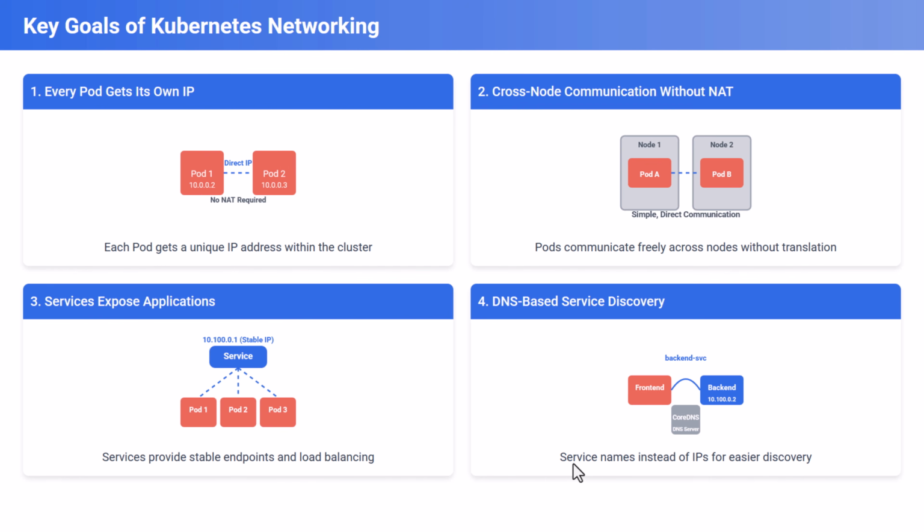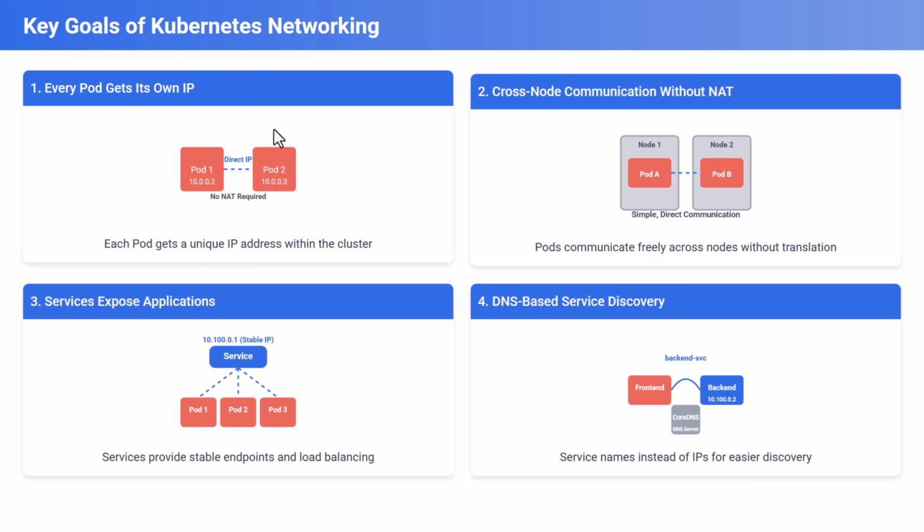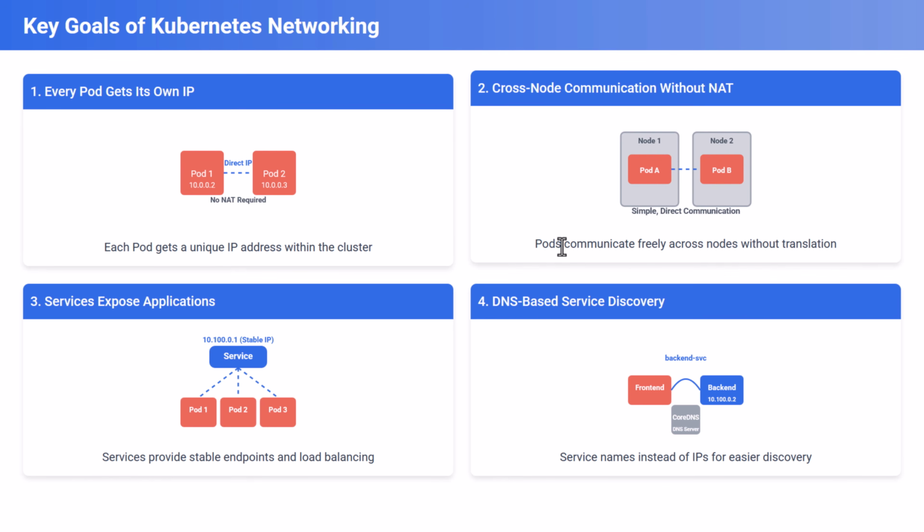Kubernetes networking is built on 4 key goals, and together they create a seamless, efficient network architecture. First, every pod gets its own IP. That means each pod can talk directly to others without needing complex port mapping. No NAT required, just clean and direct communication. Second, pods can talk across nodes without NAT, whether they are on the same node or different ones. Pods can communicate freely without any extra translation layer. This keeps the network simple and fast.